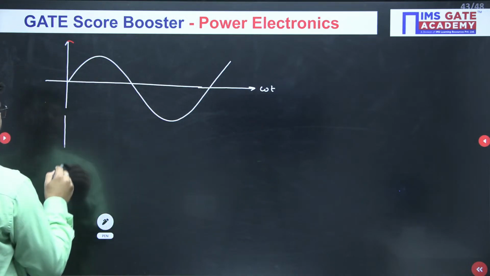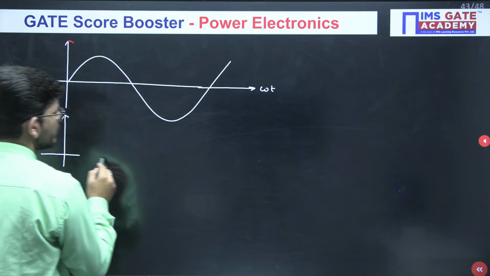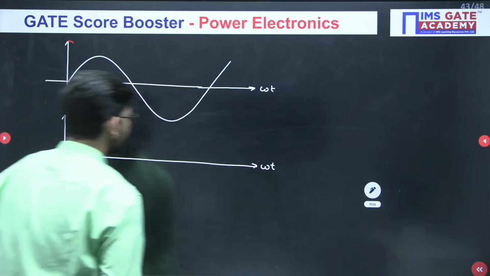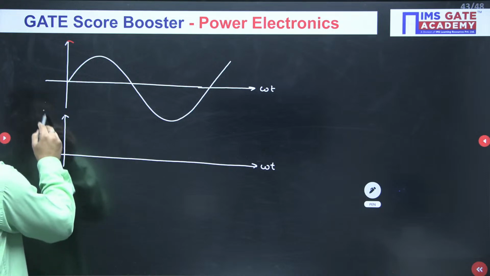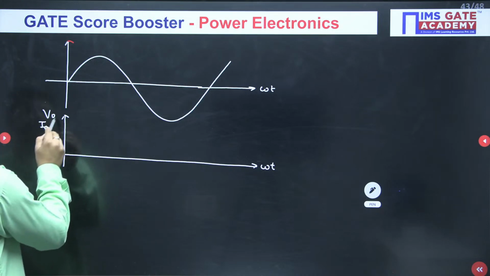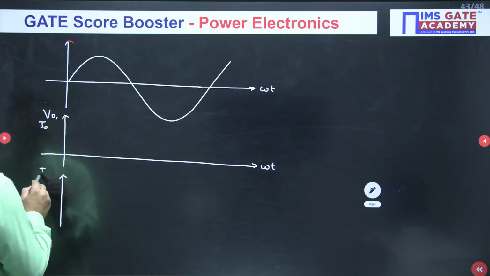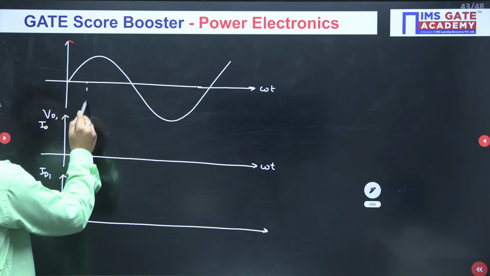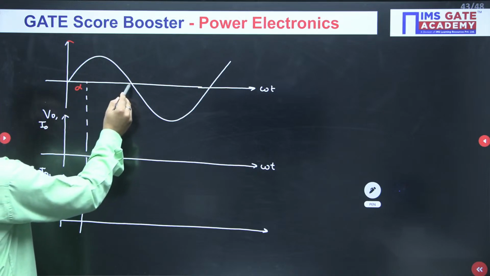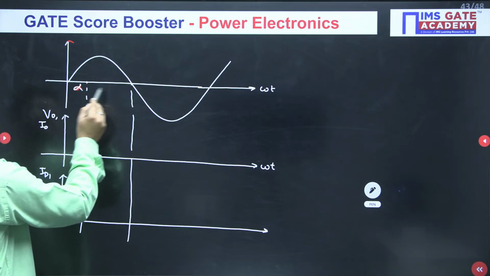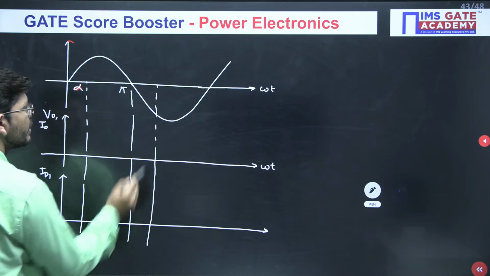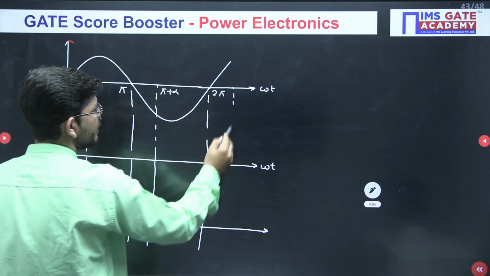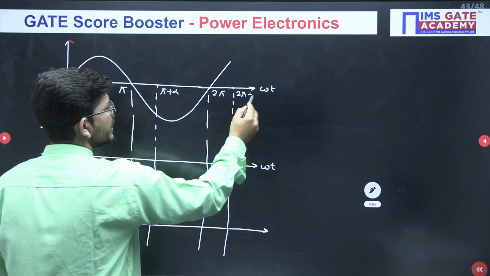Okay, and then let me plot what I have to calculate here, the output. Let me plot the output voltage first of all, and I will be plotting current as well here, and then I will be talking about diode current. So these will be my instants. Here I have alpha. Okay, then this will be pi, then this will be pi plus alpha, then this will be 2 pi. Similarly, I will be having something here which is 2 pi plus alpha.